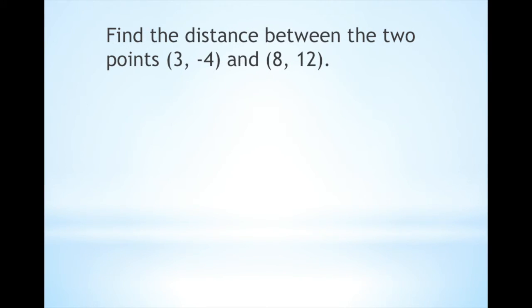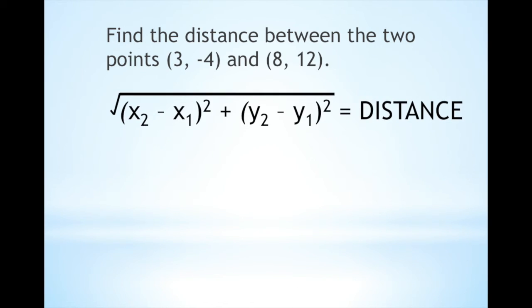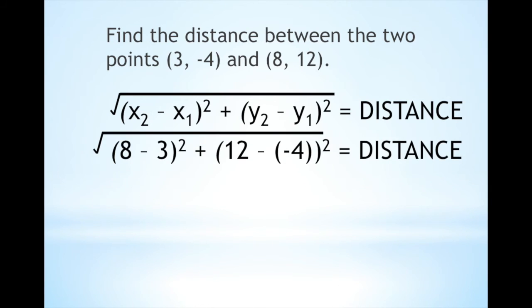Alright, let's try one last example problem. Let's find the distance between the 2 points 3, negative 4 and 8, 12. Now since 3, negative 4 is our first point, that makes 3 x sub 1 and negative 4 y sub 1. And 8, 12 is our second point, so 8 is x sub 2 and 12 is y sub 2. So we pull out our distance formula, which is based on the Pythagorean theorem, and we plug in our numbers into the respective spots. So we get the square root of 8 minus 3 squared plus 12 minus negative 4 squared, and that should give us the distance.